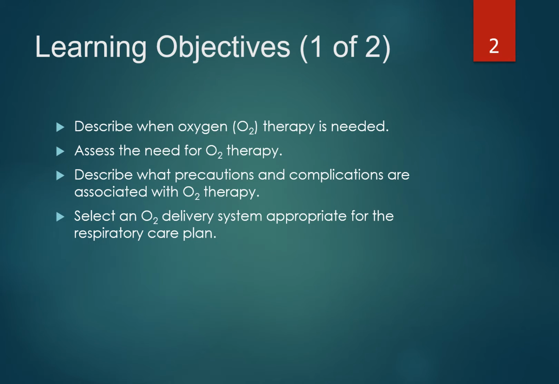Today's learning objectives are, I'm going to describe when oxygen therapy is needed, what kind of patients really need oxygen therapy. I'm going to teach you how to assess the need for oxygen therapy by using certain tools. I'm going to describe the precautions and complications associated with oxygen therapy. And most importantly, I'm going to teach you how to select the proper oxygen delivery system based upon the needs of the patient. So you're going to cover some of these objectives, and I've got some further objectives on the next slide.